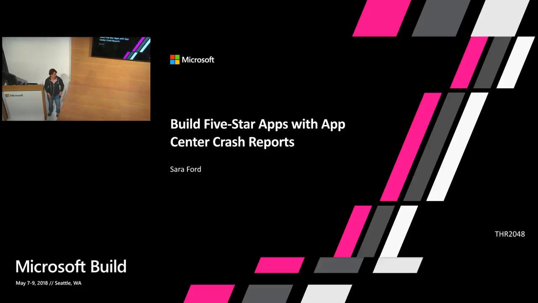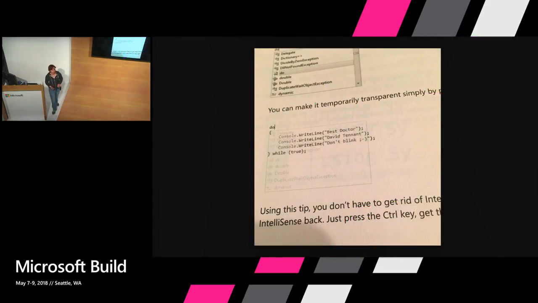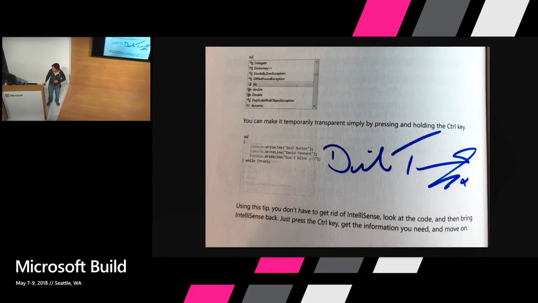But back in the day, a lot of people knew me from my Visual Studio tips and tricks, and from when I was a PM for CodePlex, Microsoft's open source project hosting site from back in the day. And one of the things I did back then was write a book on Visual Studio, and one of the tips was about holding down the control key and making IntelliSense transparent in Visual Studio. And I'm a big Doctor Who fan, and I really like David Tennant, so I wrote, Best Doctor, David Tennant, Don't Blink. And I thought, you know what, it'd be really cool if I could ever get his signature. Last month, I did.